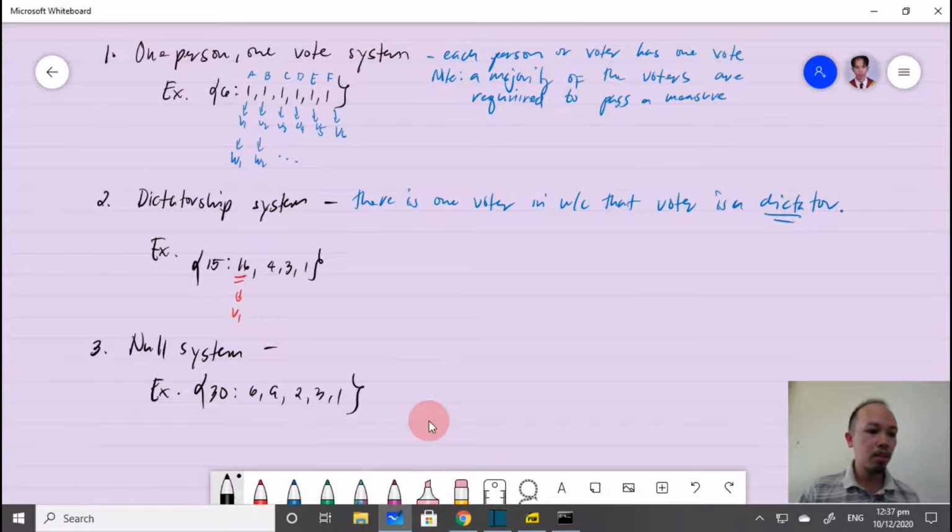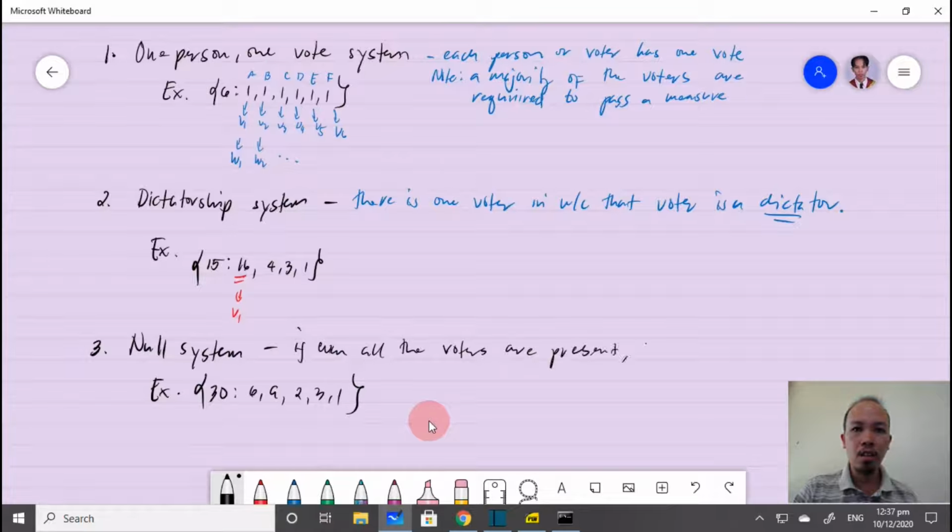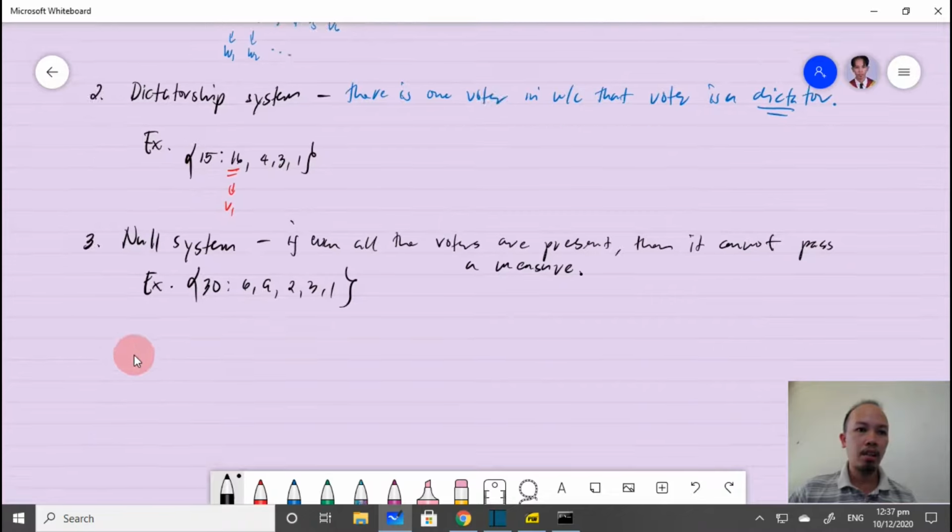Okay, so what type of system is this? This system is a null system, if even all the voters are present, then it cannot pass a measure. Okay, so that's what we mean by a null system.